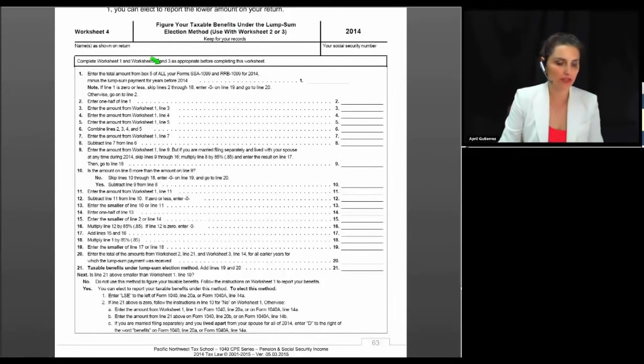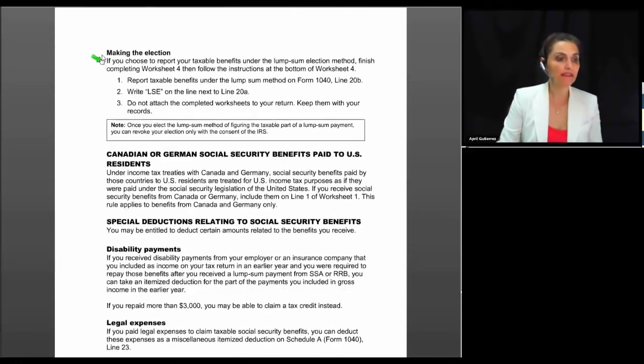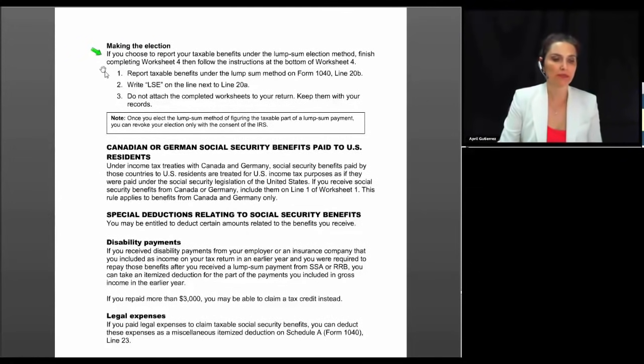So as I said, we're going to do that when we get to our classwork assignment of the day. Making the election: if you choose to report your taxable benefits under the lump sum election method, finish completing Worksheet 4, then follow the instructions at the bottom of Worksheet 4. Report taxable benefits under the lump sum method on Form 1040, line 20D, and then write LSE on the line next to line 20A. That tells the IRS you're using the lump sum election method, and that's why Worksheet 1, which they would automatically fill out, is coming up with a different answer.